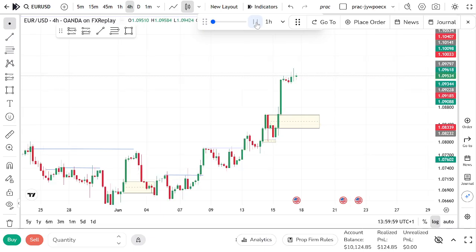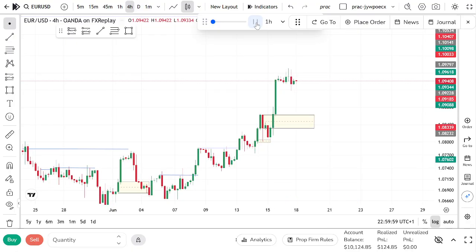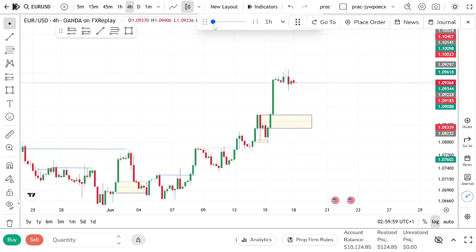Okay, price is going higher, going up. Okay, price is coming down. This is the 4 hours time frame. I want to see what price is going to do. That's why I'm doing this. It's too slow.